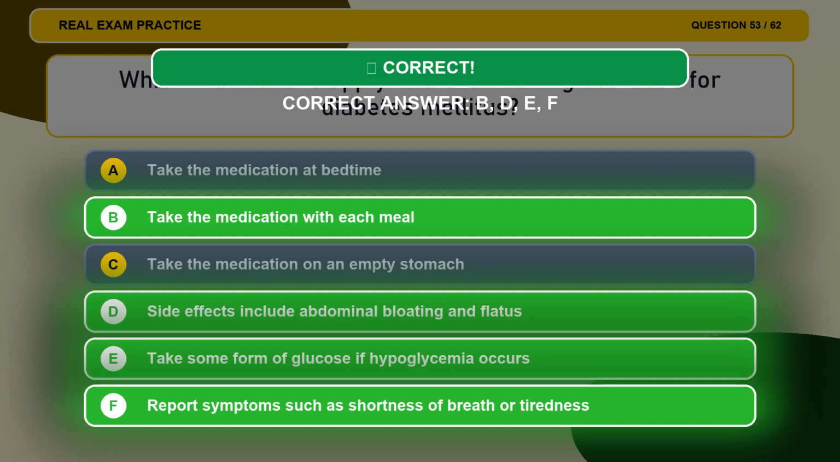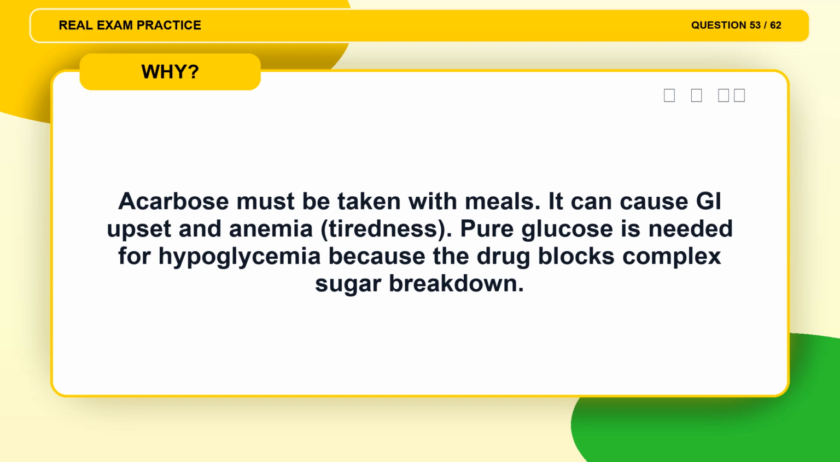The correct answers are options B and D and E and F. Take the medication with each meal. Side effects include abdominal bloating and flatus. Take some form of glucose if hypoglycemia occurs. Report symptoms such as shortness of breath or tiredness. Acarbose must be taken with meals. It can cause GI upset and anemia, tiredness.